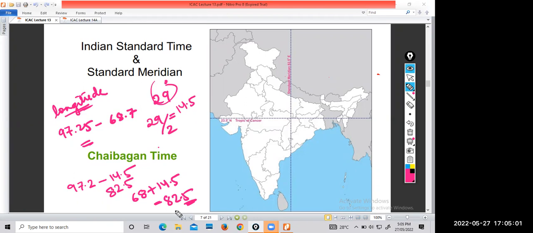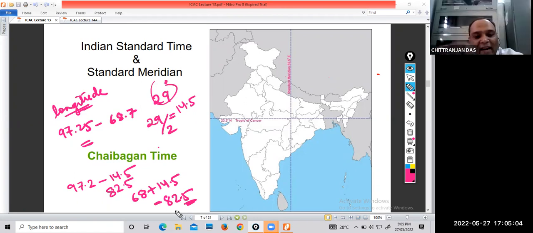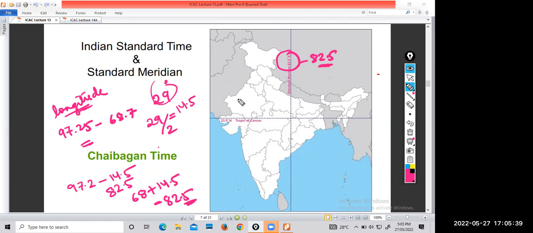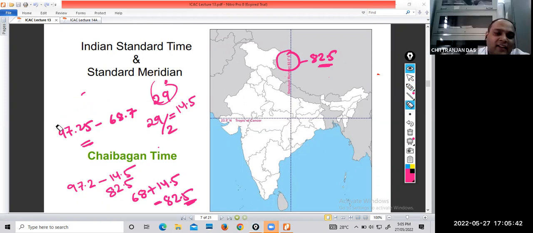Yes, sir. So now what you have to do, subtract 14.5 from 97 on an average, so it will be around 82.5. And even if you add 14.5 to 68, it is 82.5. So therefore our standard meridian is 82.5. Is it clear now? Yes, sir. So this is our India's standard meridian.